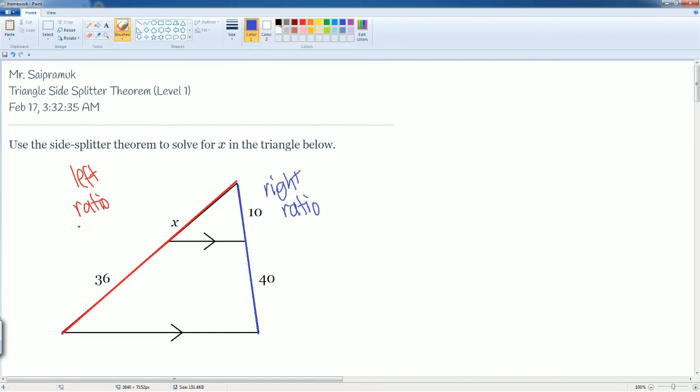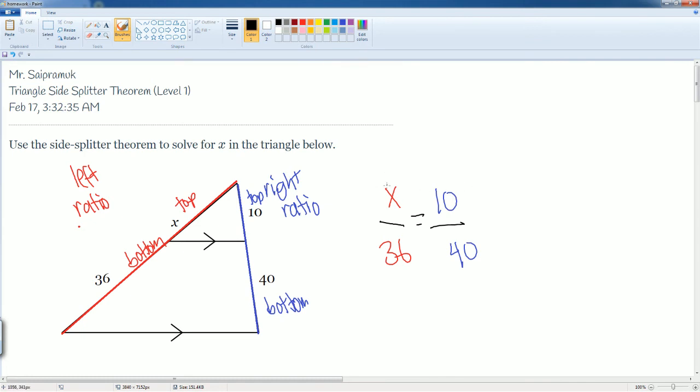Okay, let's set up the ratio. So this is the top of the left one, so that's equal to x. Divide this by the bottom of the left ratio, which is 36. That's going to be equal to 10, which is on the right, on the top. You see how I'm matching top to top? And divided by the bottom, which is 40. Okay, because it's bottom side, 40. Good, we have our proportion.